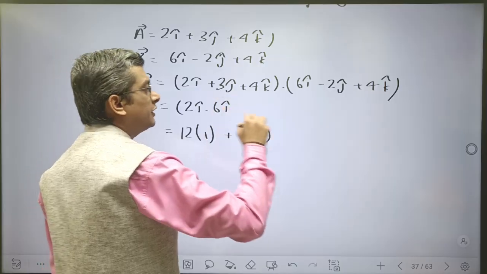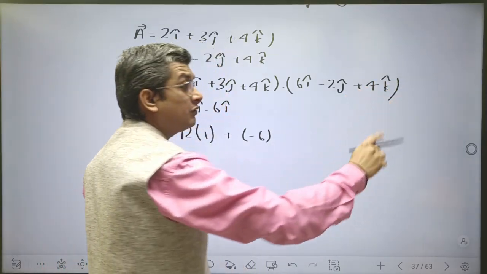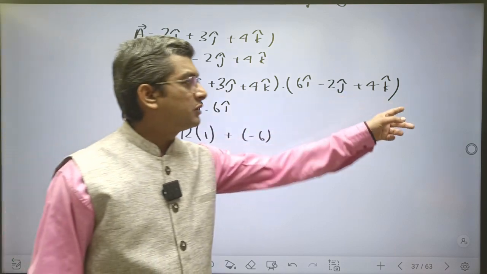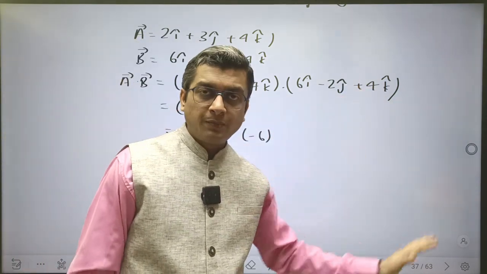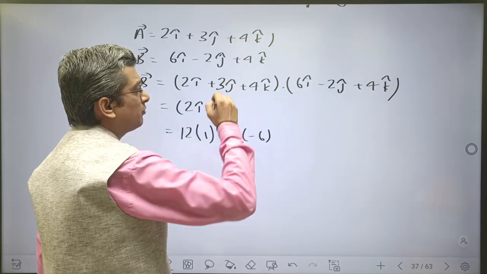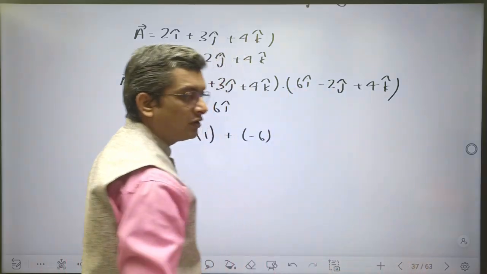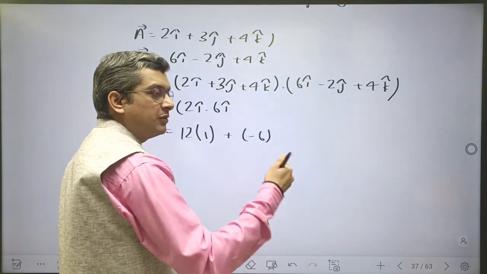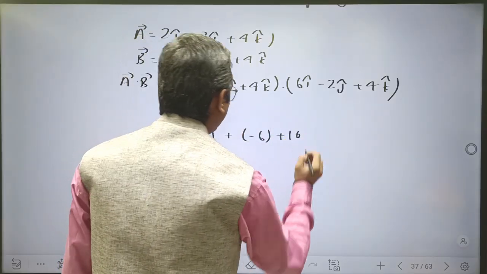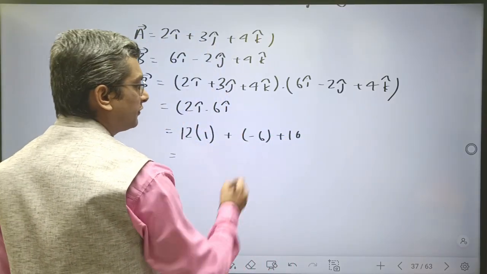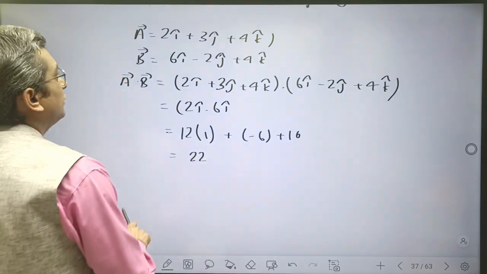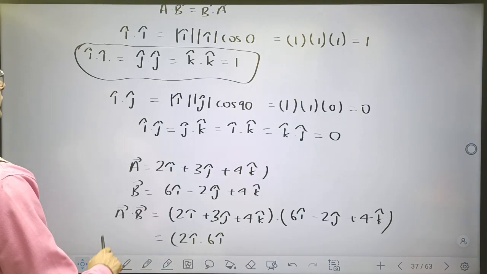If you multiply 3j dot 4k, then j dot k will become 0, isn't it? No matter that 3 4s are 12, because j dot k is equal to 0. So whenever you take the dot product of two different unit vectors, it will be 0, and by itself it will be equal to 1. So 4 4s are 16. Finally you will get 12 minus 6 plus 16, that is 22. So this is the answer, isn't it?